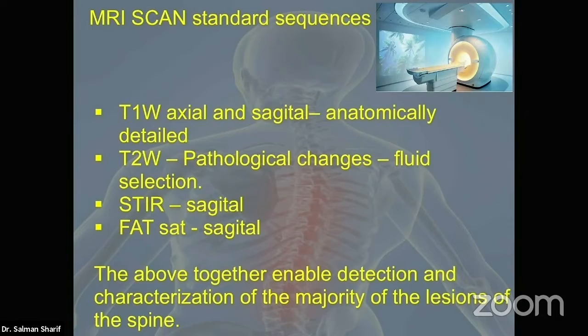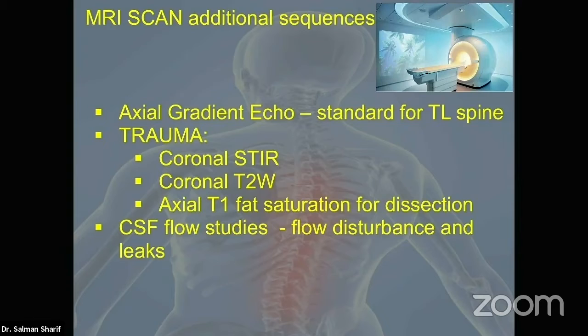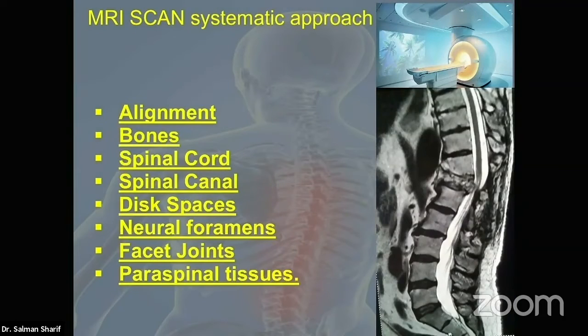The most helpful protocols for trauma include T1, T2, STIR, and fat saturation. With these, you can easily detect the majority of the lesions of the spine. The most used for trauma are gradient echo, STIR, and T2, and also axial T1. This is the protocol that radiology people use in order not to miss anything, and it could be used also by neurosurgeons.